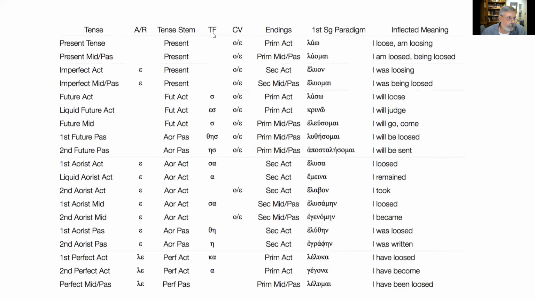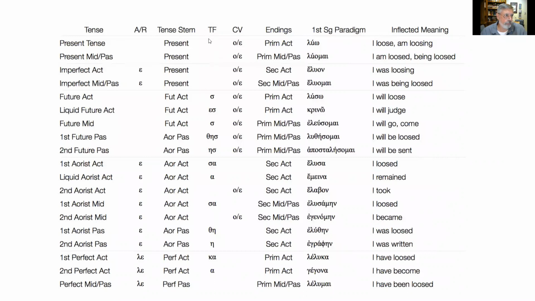And so basically, we add the tense formative to the stem, and we have a connecting vowel we talked about, and there's different endings: the primary active endings or the primary middle passive endings, which we did touch on for the present middle passive. Luomai, I am being loosed. So this is how it's used. It gives you the tense. If there's an augment or a reduplication, it'll tell you what their options are. Well, not really all of them, but it tells you the tense stem, whether it's present, future active, aorist active, or perfect active.